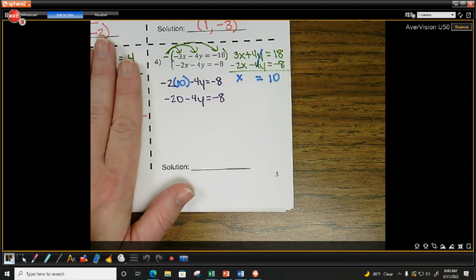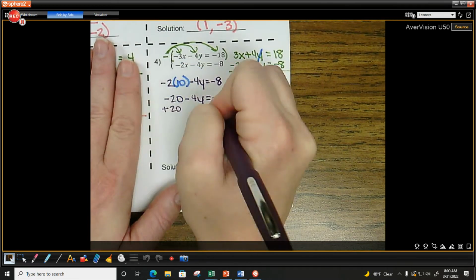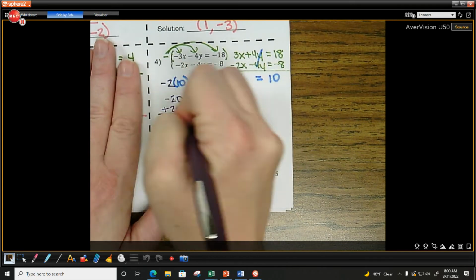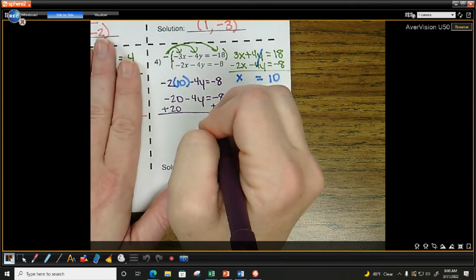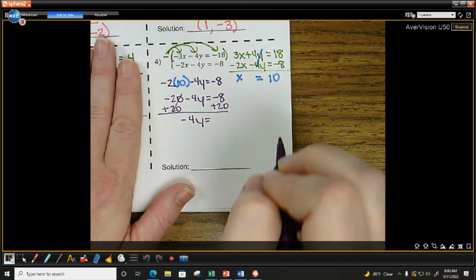Add 20. Sierra, do we have a jacket? Put one on, okay? Thank you. What's negative 8? Where are you going? Put it on. Put your jacket on.